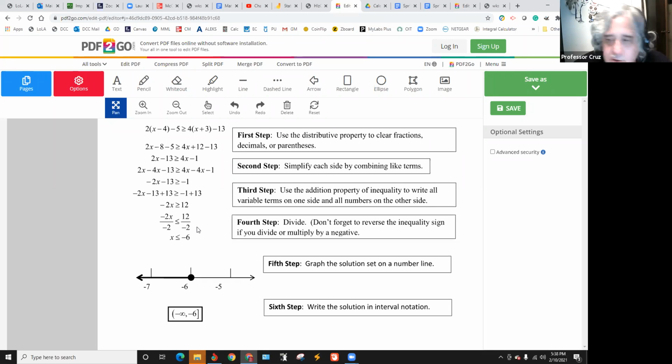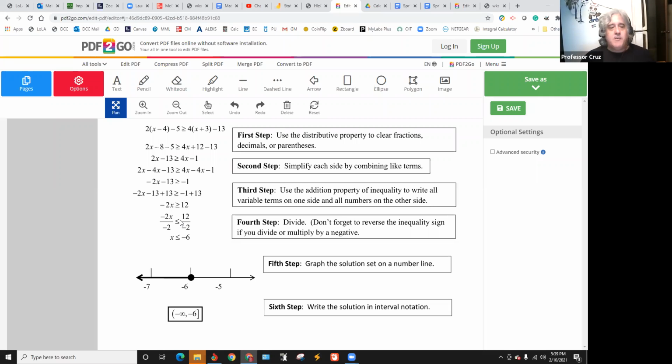So at that point, we've got pretty much where we can just now work on either side of the inequality. The first thing is get rid of the negative 13 by adding it to both sides. So negative 1 plus 13 is 12. That leaves us with negative 2x is greater than or equal to 12.